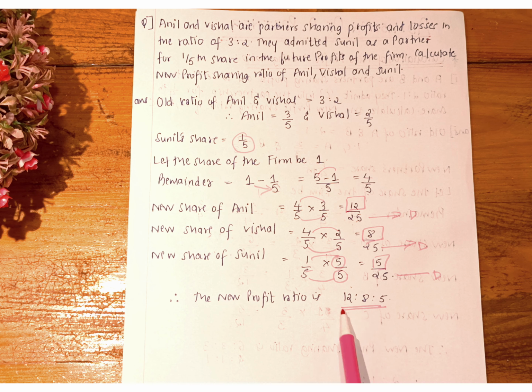Now if you see this, only these first two numbers are divisible. The last number does not come in 2's table or maybe in 4's table. So what you are supposed to do, just keep the ratio as it is. You cannot cancel the first two numbers just because they come in one table. Okay, you have to keep it as it is. So the new profit sharing ratio is 12:8:5.